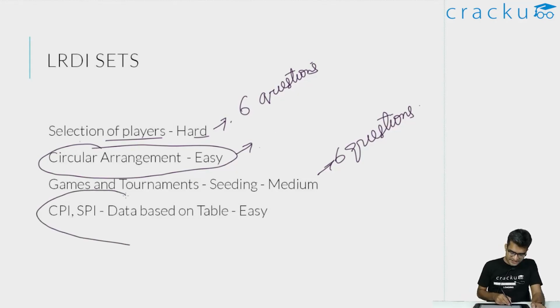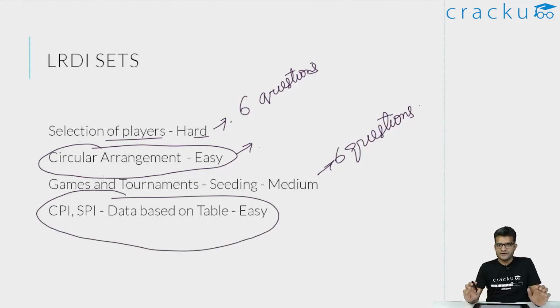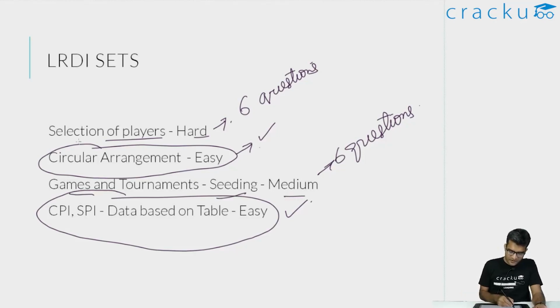And the next one is the CPI and SPI. Here you are given a table which gives the cumulative performance index of a few students, and you have to figure out which one of them has done well in which semester, etc. Again, not very difficult. If you know how CPI and SPI are calculated, which most of you students would actually know, you will definitely be getting most of these questions correct. So this one and this one, these are the two sets that should have been definitely attempted. And one of games and tournaments, the seeding one or the selection of players, should have been partially attempted.